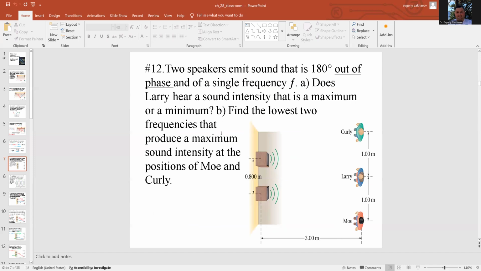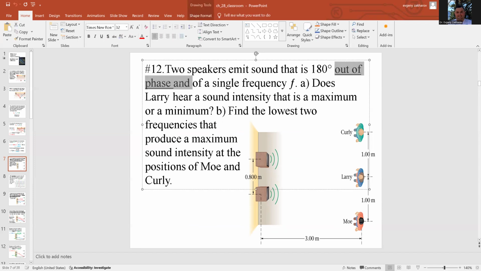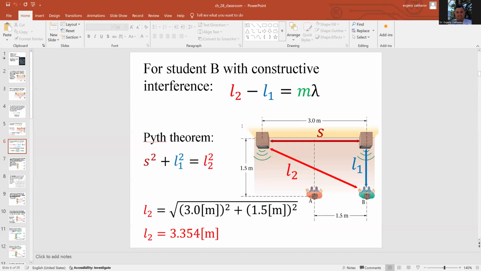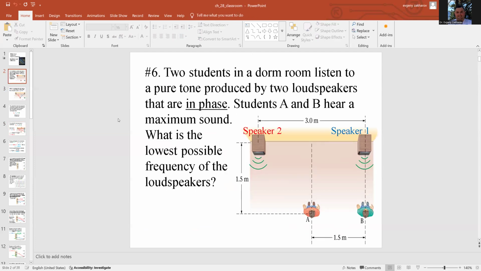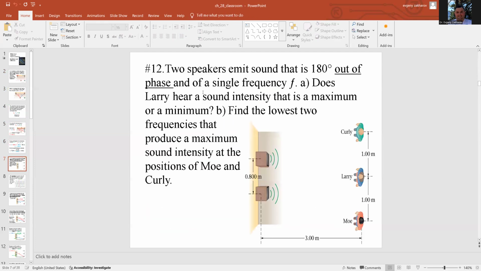Now another problem, similar setup, but now the given condition is that it's out of phase. So it was in phase for the first problem. Now it's out of phase, and we are looking for minimum or maximum for 3 students. Now we have Curly, Larry, and Mo. So the first question is, what's going on with Larry? Is that a maximum or a minimum that the student registers standing at this point of the room?